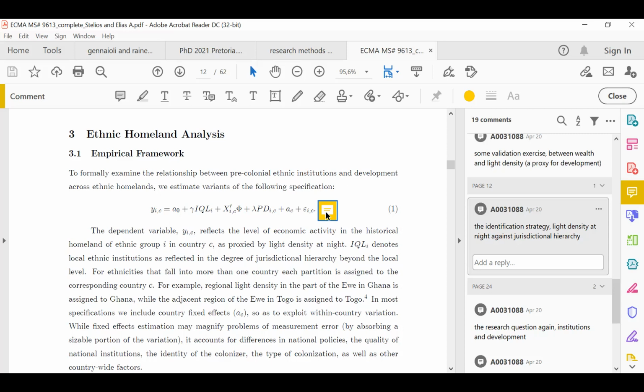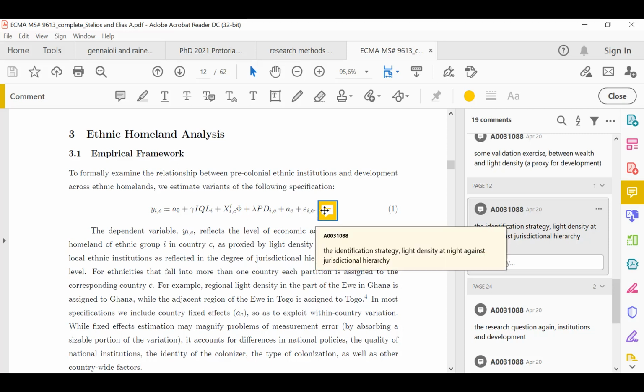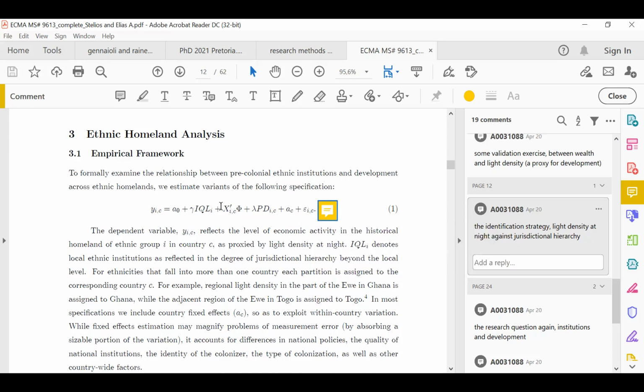That's our job. Okay. Ethnic homeland analysis, the empirical framework, that is the regression they are going to run later on. That is in fact the specification, right? The equation. That's not a regression. A regression is what they report in the tables. That is just an equation, or the specification. So when you write a paper, don't call equation 1 in your paper a regression, because that's also a common mistake made by students.